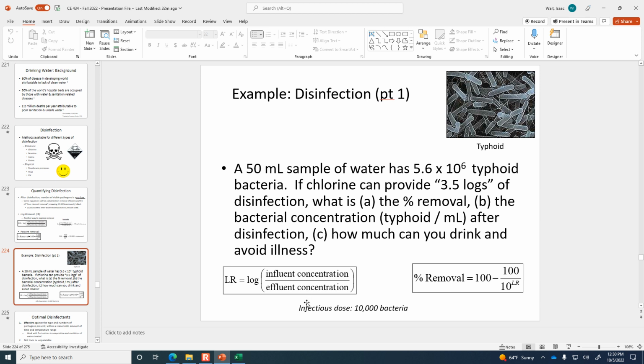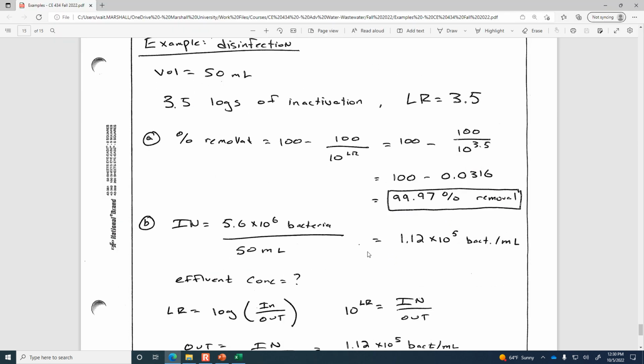But if you do 10 to the LR and 10 to the log of the ratio, then the 10 to the log kind of cancels each other out, and so all you're left with is what's on the inside of these parentheses on the right-hand side of the equation, and then on the left-hand side of the equation is 10 to the LR. So that's what I did here: I used these logarithm properties, and it turns out that 10 to the LR is the ratio of influent concentration to effluent concentration.